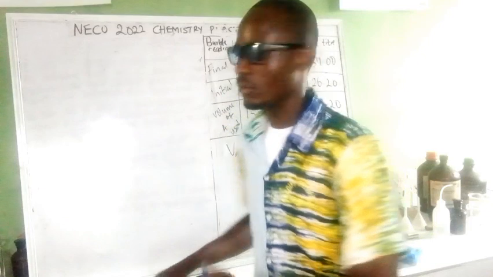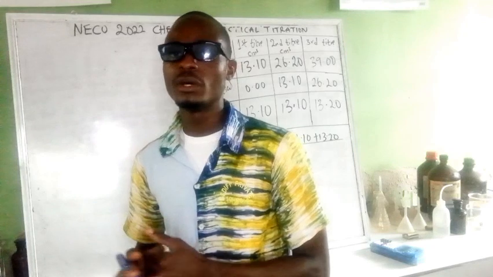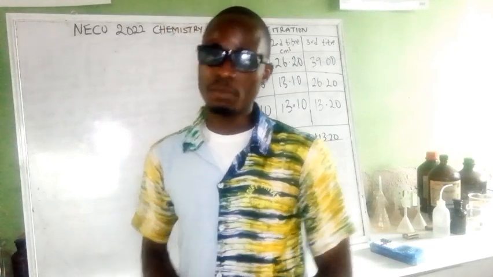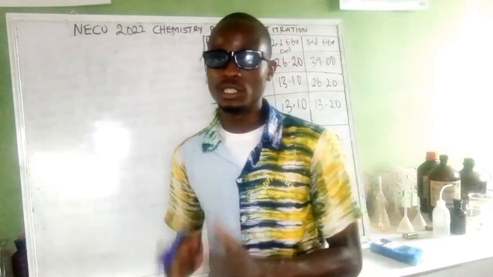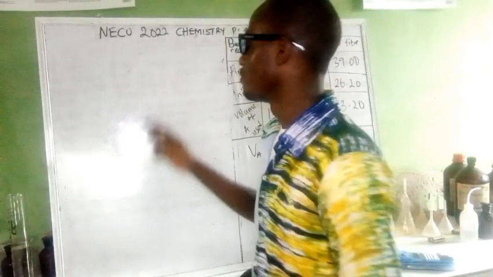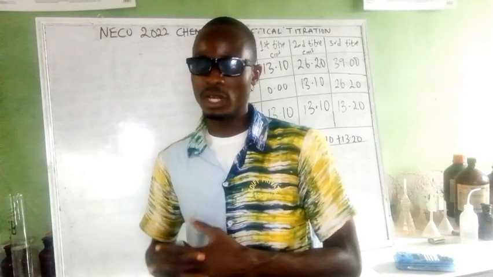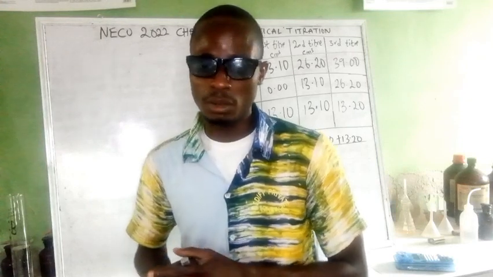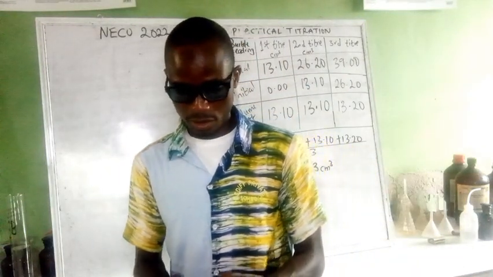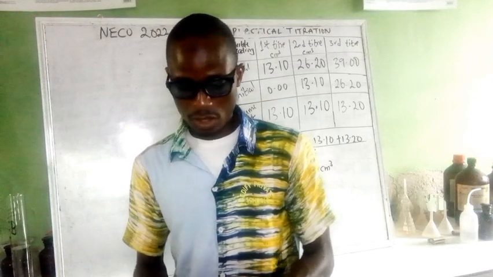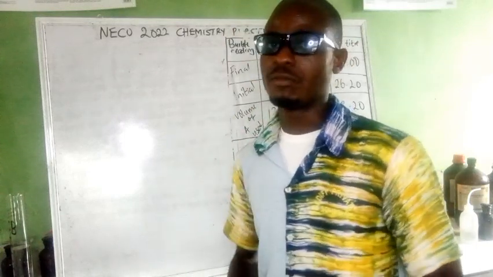Now, we are going to calculate the concentration of B in mole per dm³ and the concentration of B in gram per dm³, and at the same time the concentration of A in mole per dm³. Don't forget, we're given the mass of A dissolved in 500 cm³ of water to be 4.73. That is what we're given. But let's start with the first question.